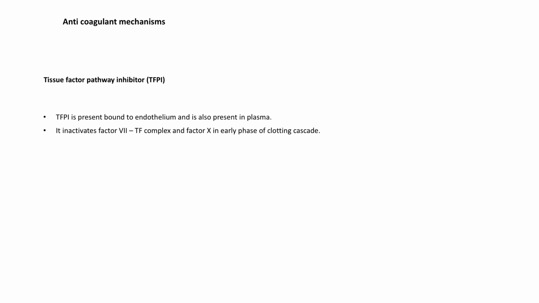Now let's discuss the different components of the anticoagulant system, that is tissue factor pathway inhibitor, antithrombin, and thrombomodulin. The anticoagulant system helps to prevent excessive activation of clotting factors at the site of injury and also inactivates activated clotting factors beyond the site of injury.